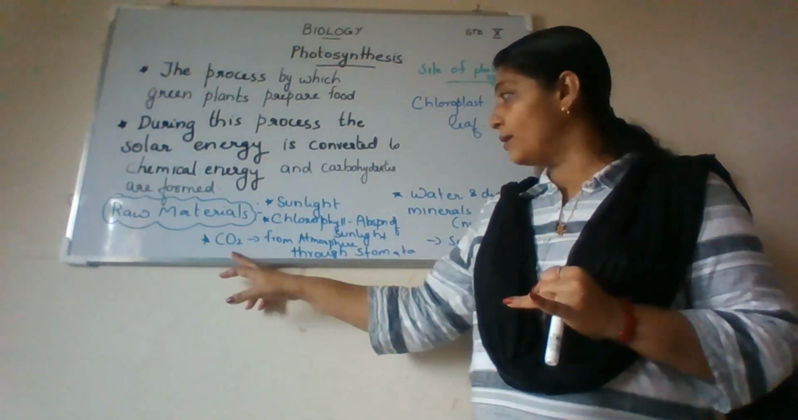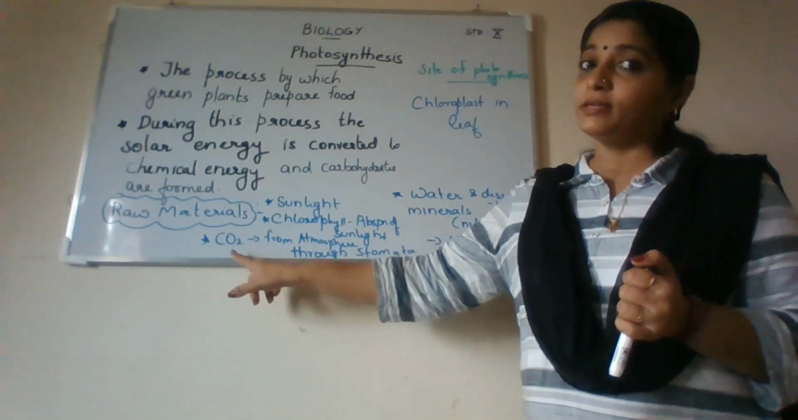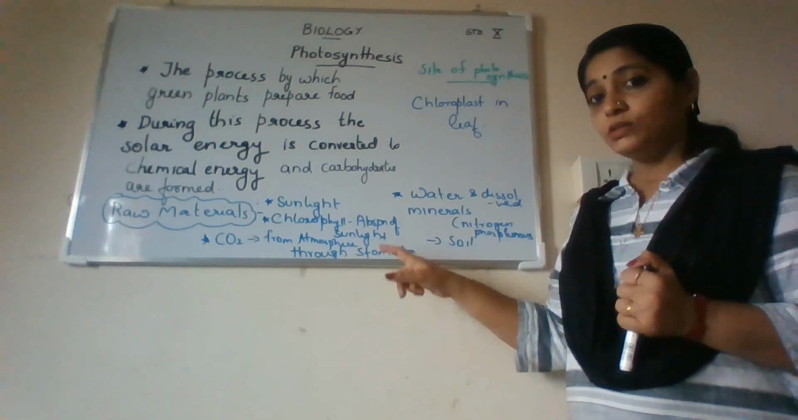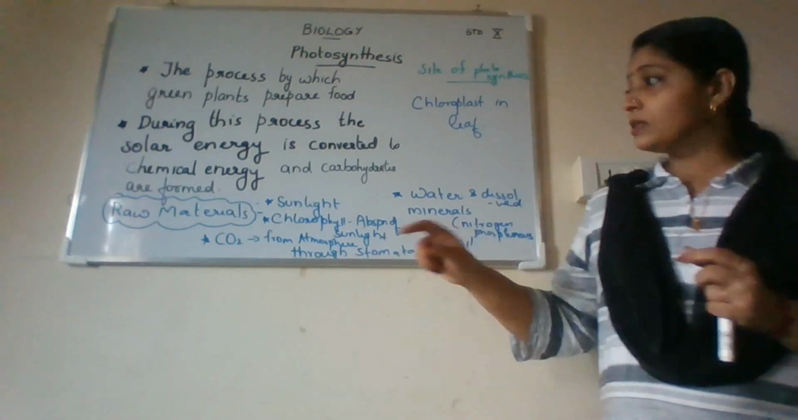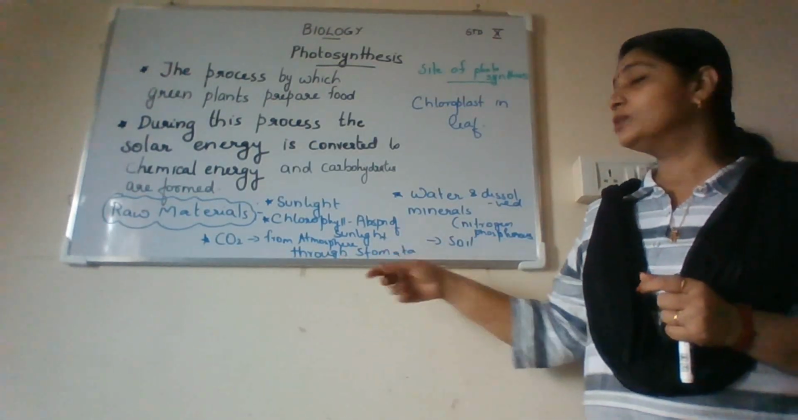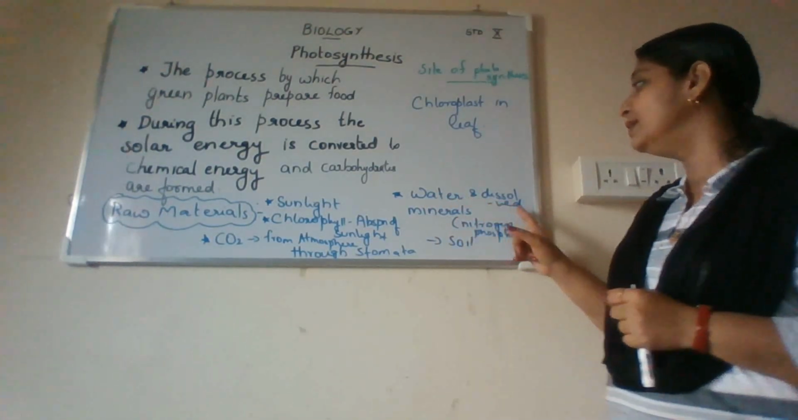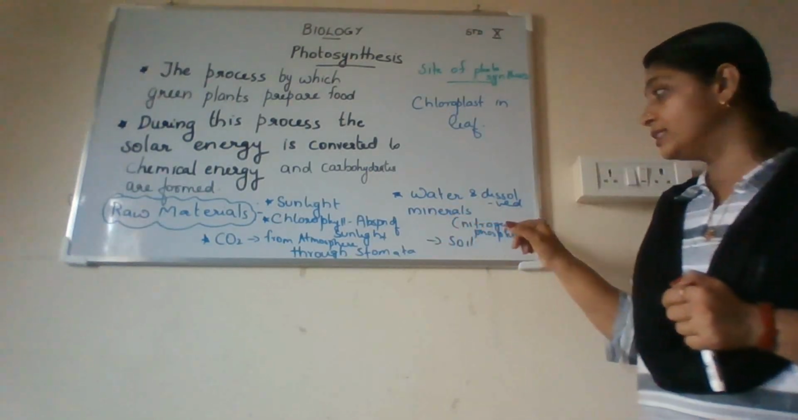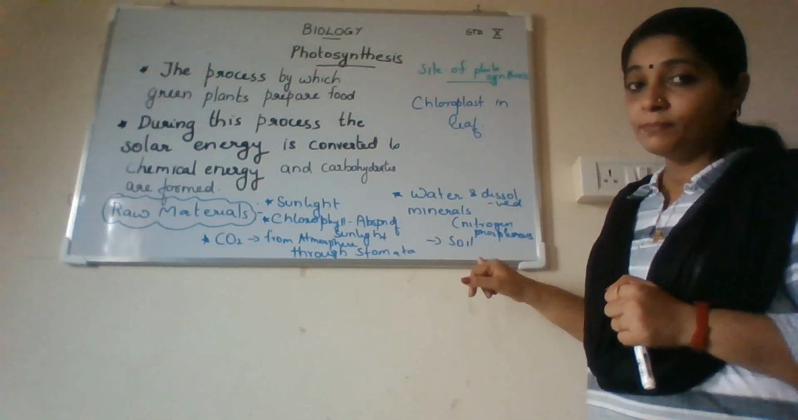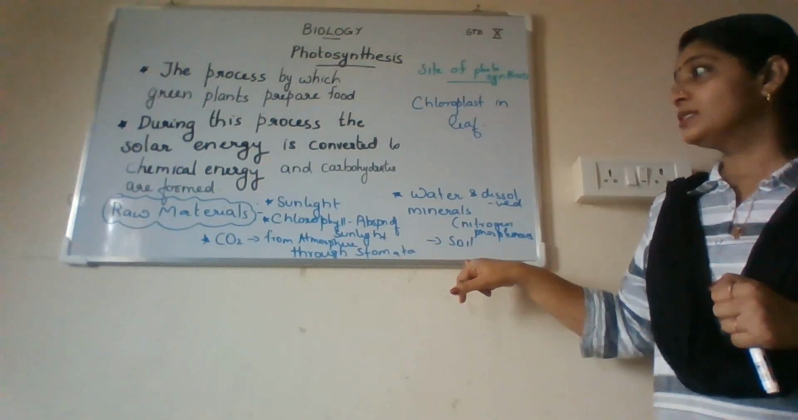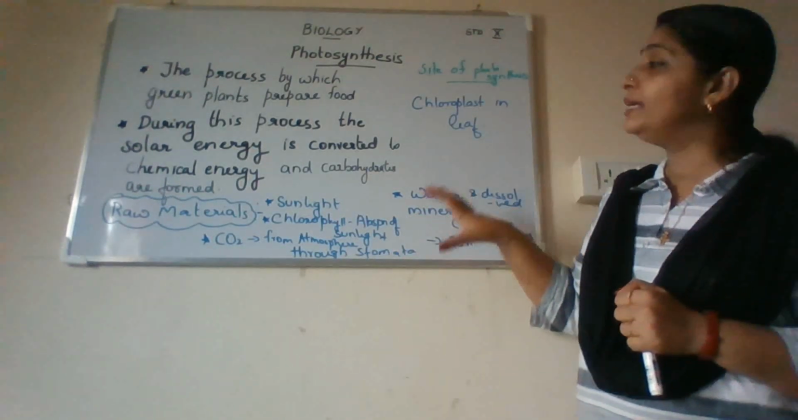Then the third one is carbon dioxide, that is for the production of carbohydrates, and it is obtained from the atmosphere through small tiny pores present in the leaves called stomata. So the carbon dioxide is available from the atmosphere through the stomata. And the fourth raw material which is needed is water and the dissolved minerals like nitrogen and phosphorus. So this water and the minerals are absorbed from the soil by the roots. So these are the major raw materials needed for photosynthesis.